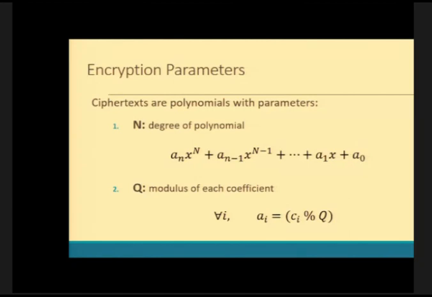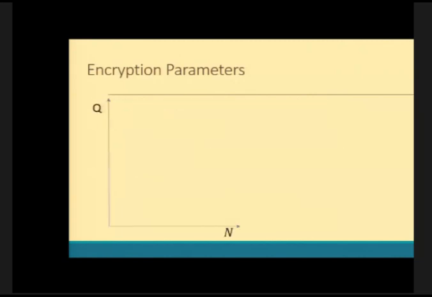So the 2 parameters are the degree of the polynomial, n. So it is the largest power, and then q, which is the modulus of each coefficient in this polynomial. So each coefficient here, if it grows beyond q, then the value is lost. There's no way to distinguish between a value which is not over the q and a value which is actually over q. So in some sense, for a given program, there's a minimum value of q for which the program is correct.